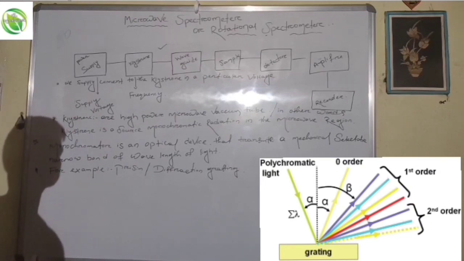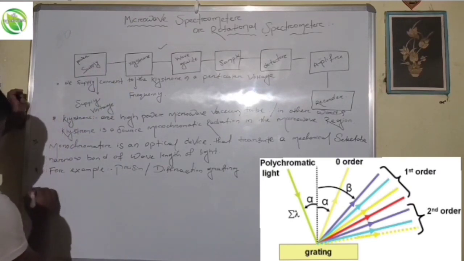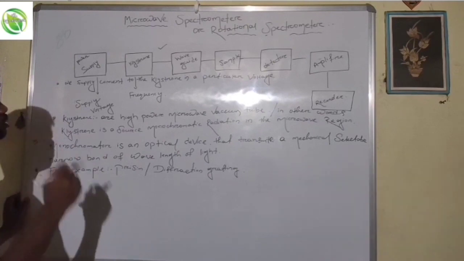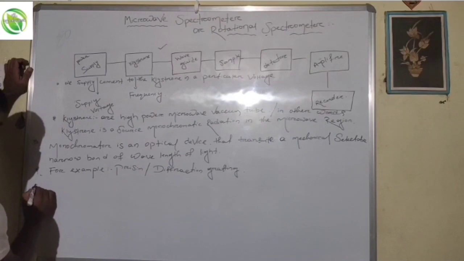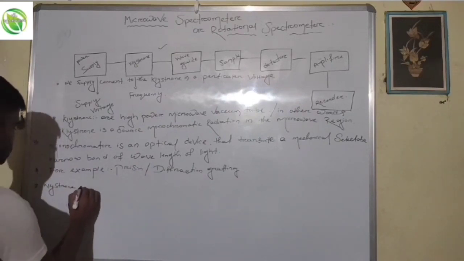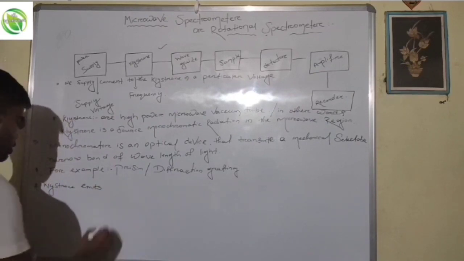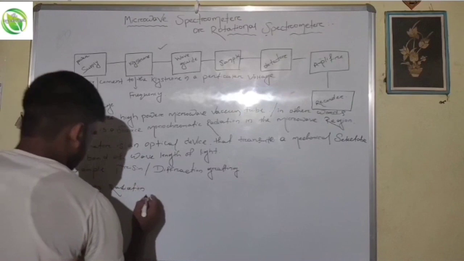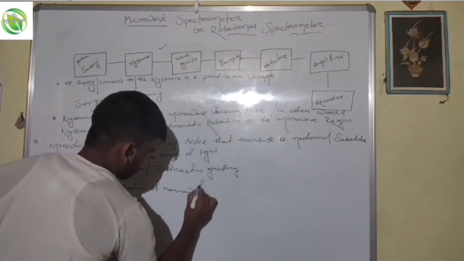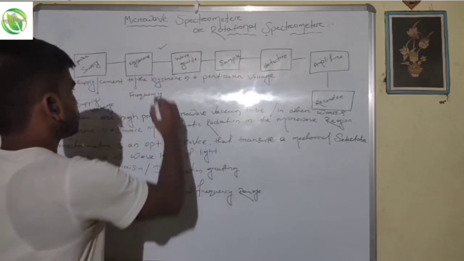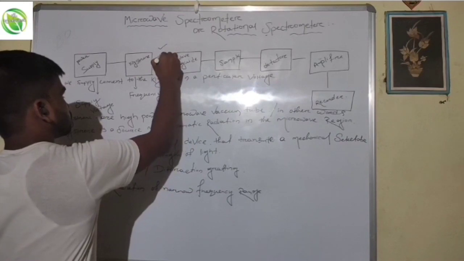But, sir, we know the klystrons emit radiation of a narrow frequency range. So we do not use any monochromator in this microwave spectrometer. Klystron emits radiation of a narrow frequency range, so we do not use any monochromator in this case.